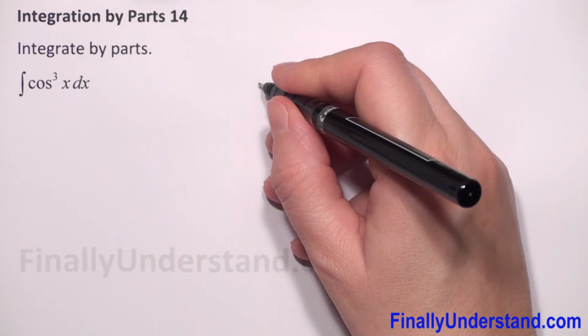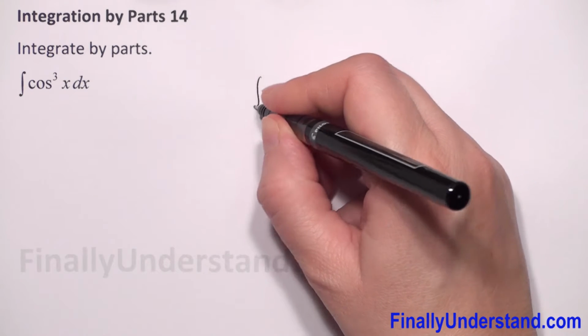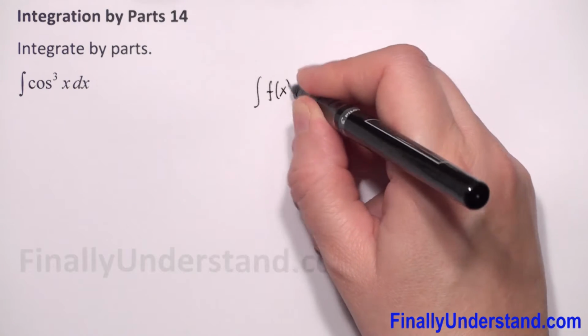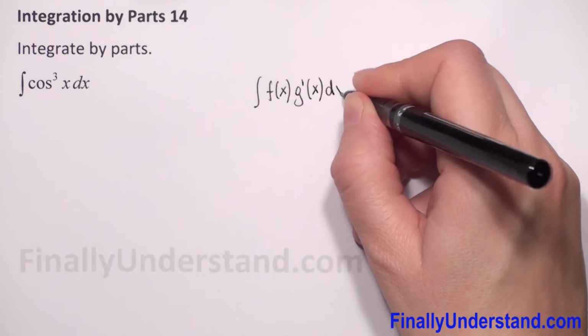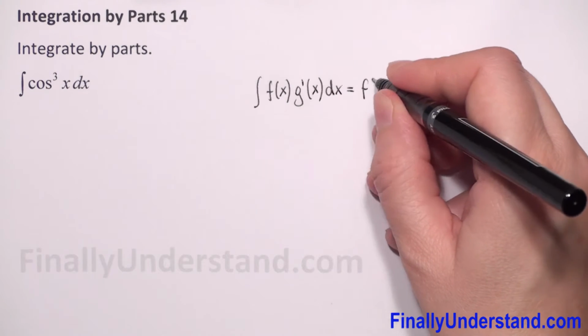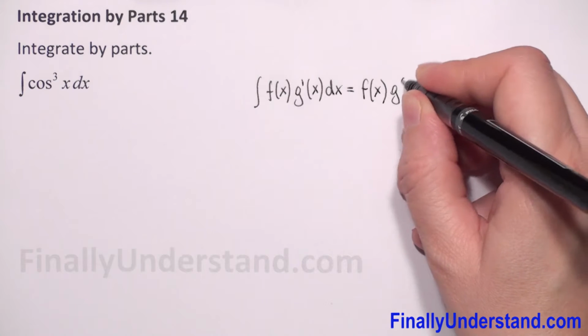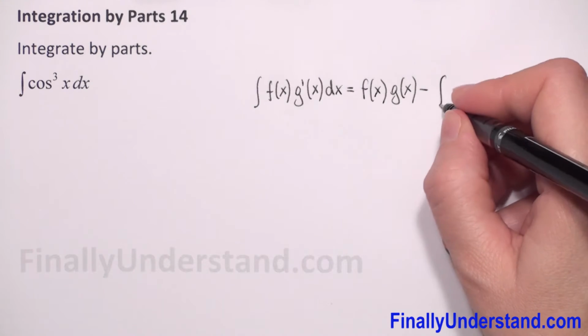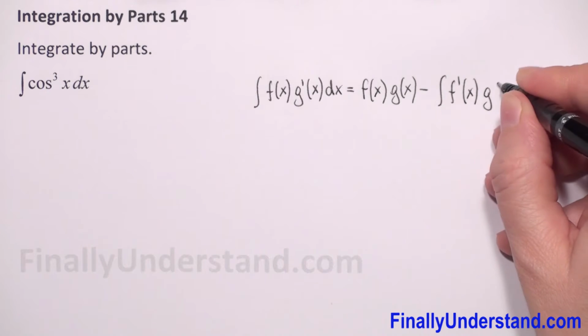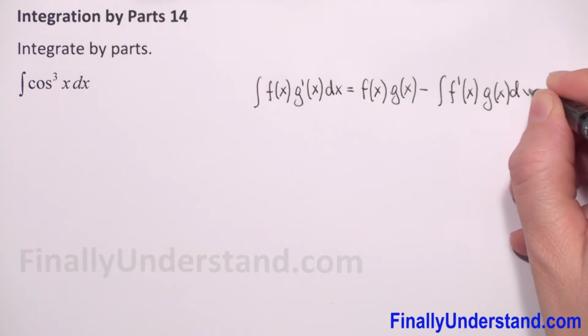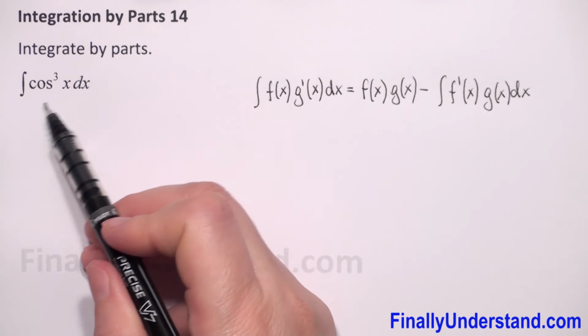We need to use the formula for integration by parts. So let me remind you this formula. When we have the integral of f of x times g prime of x with respect to x, this is equal to f of x times g of x minus the integral of f prime of x times g of x with respect to x. So we need multiplication here.